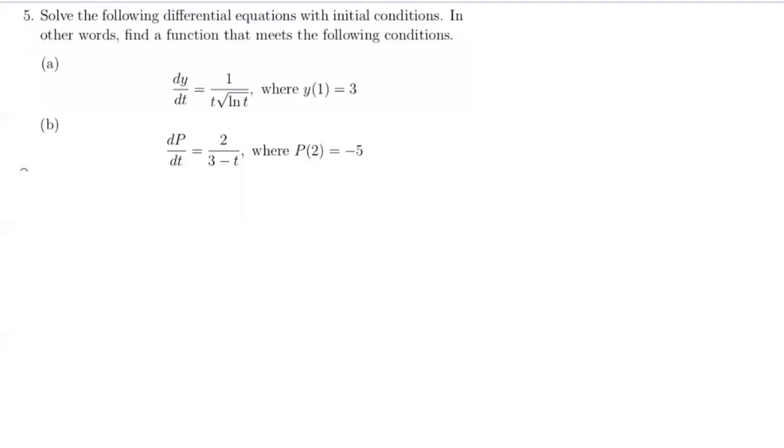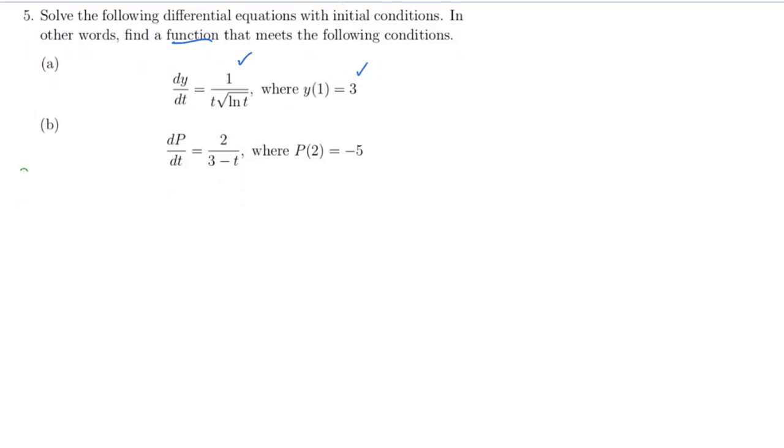Okay, in this video, we're going to go ahead and do number 5 from the exam. We'll do both parts, hopefully in one shot. Well, not one shot, but in one video. So here we're looking for, this is a differential equation, but what we're really looking for is a function, in this case y, that meets the following conditions. The derivative's got to be 1 over t square root of the natural log of t, and when you plug in 1, you should get 3.